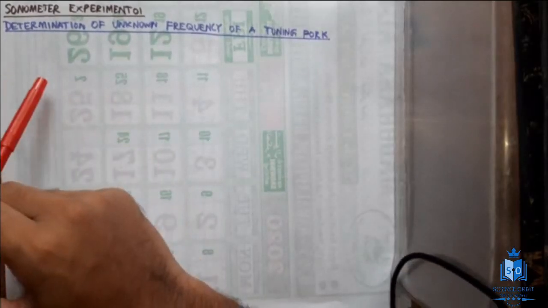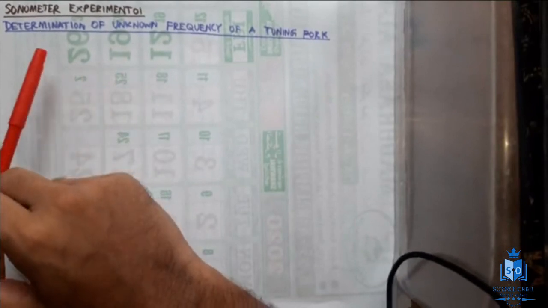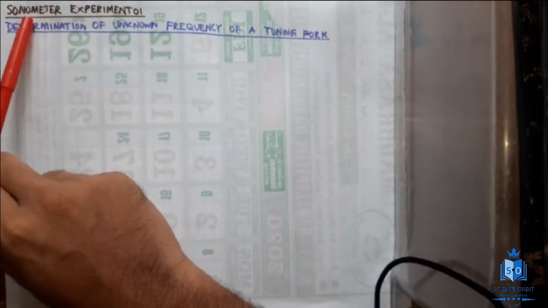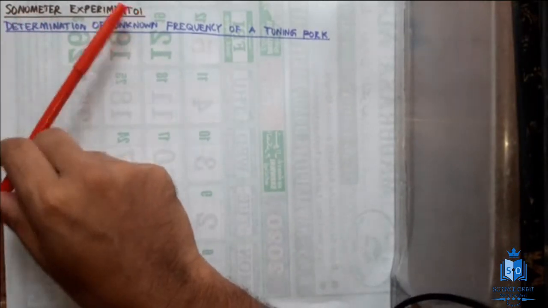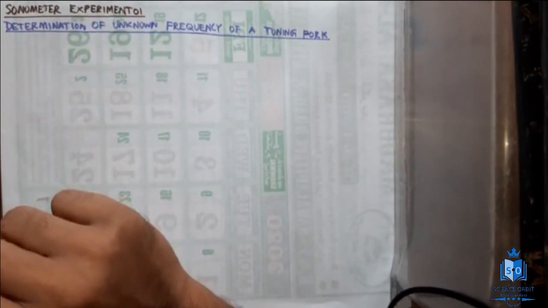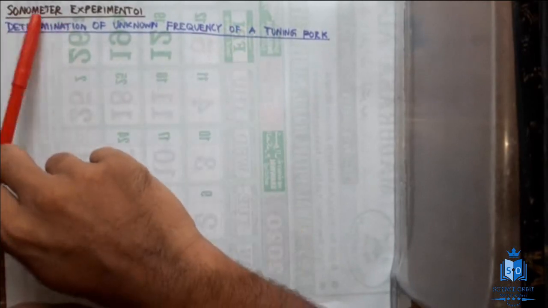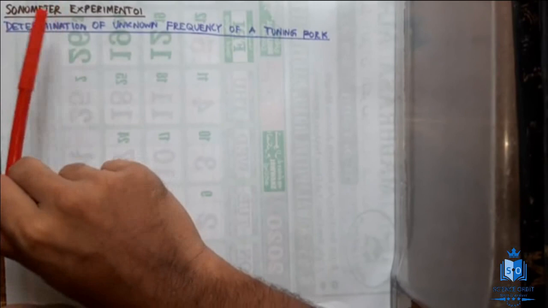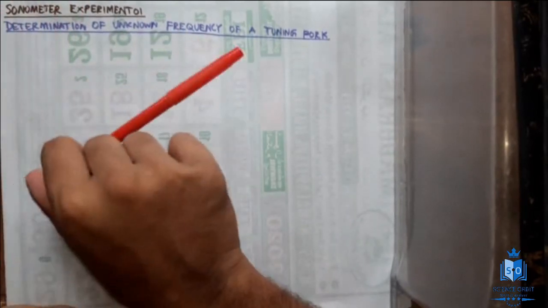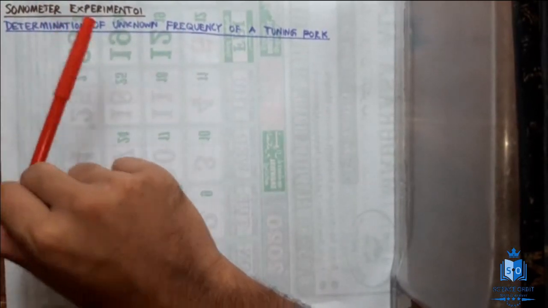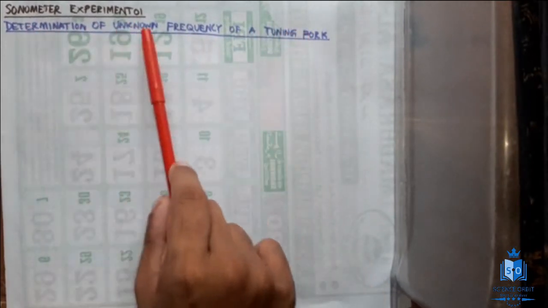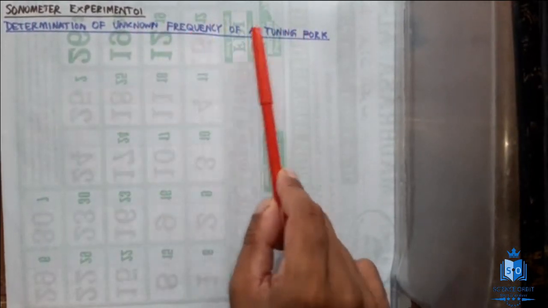The first experiment under the standing wave lesson will be this. Now there are 2 experiments in the syllabus under the sonometer. Experiment 1 is going to be the determination of the unknown frequency of a tuning fork. One we do with just one tuning fork; the other experiment is done with a set of tuning forks. So this is the experiment where we use one tuning fork, because obviously you can understand it from the title, determination of unknown frequency of a tuning fork.